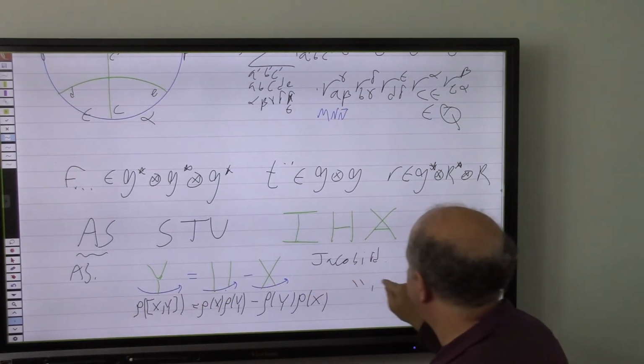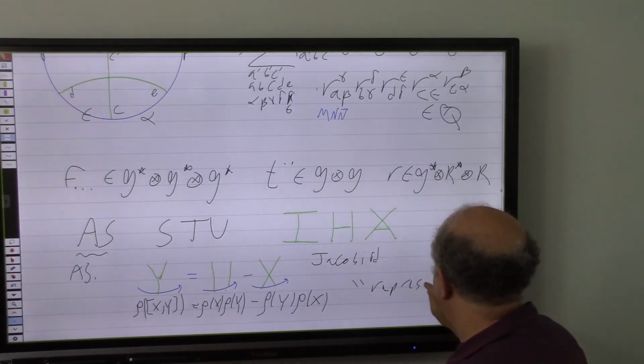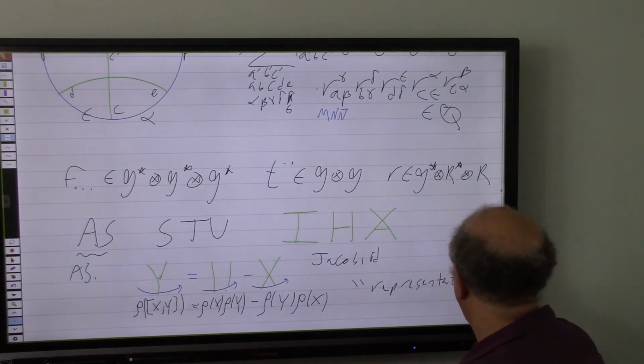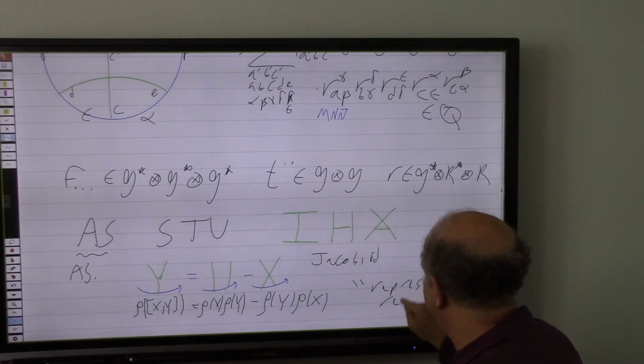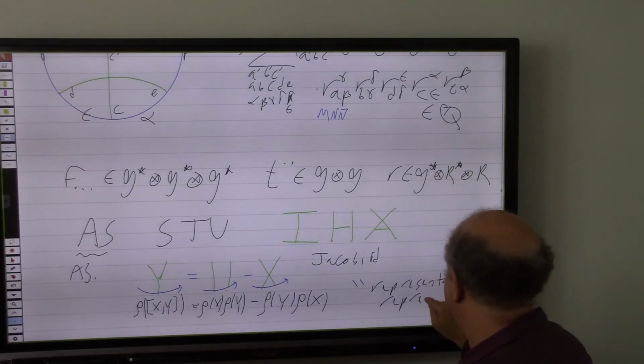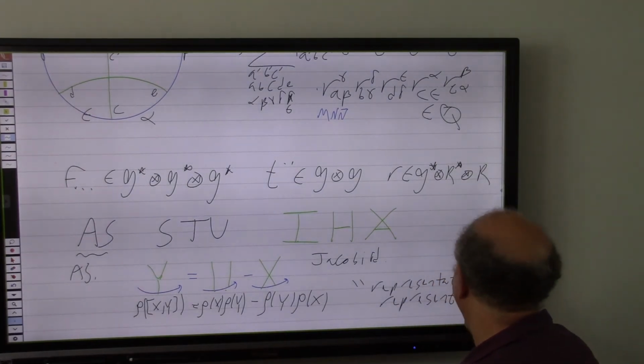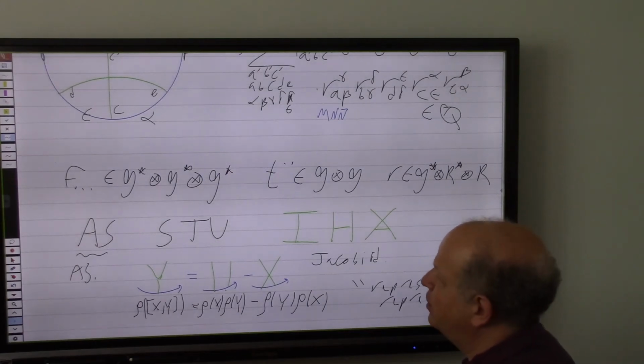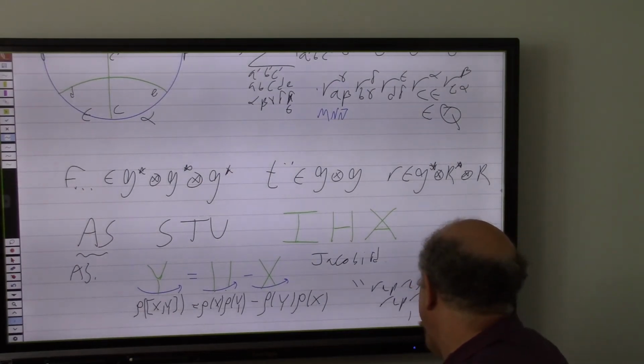I like to call this property "representations represent." That's what the property says. Okay? And that's the end, QED.